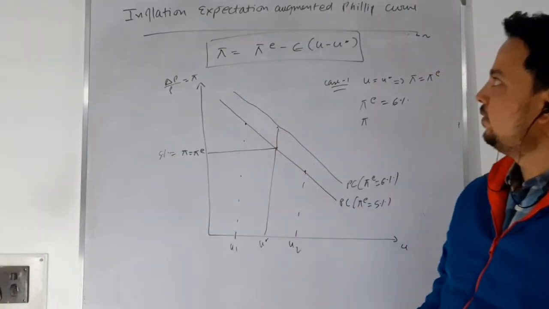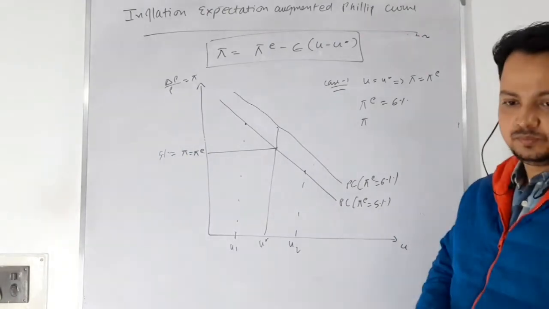This is what you have in the inflation expectation augmented Phillips curve. So again, stop here.